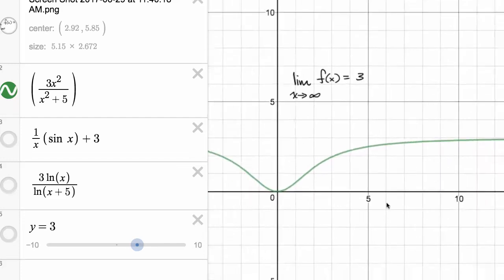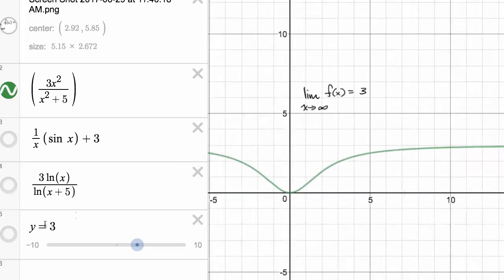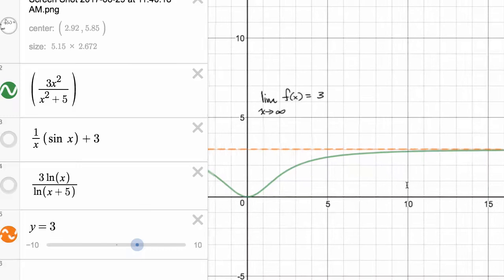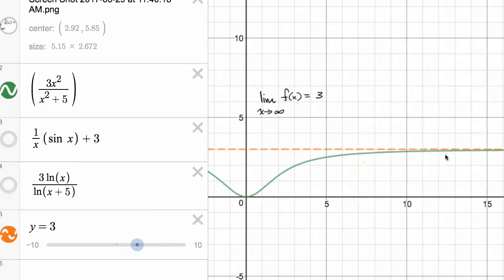Let me zoom out a little bit so you see our axes. So that is 3. Actually, let me draw a dotted line at the asymptote. That is y is equal to 3. And so you see the function is getting closer and closer as x approaches infinity. But that's not the only function that could do that. As I keep saying, there's an infinite number of functions that could do that.